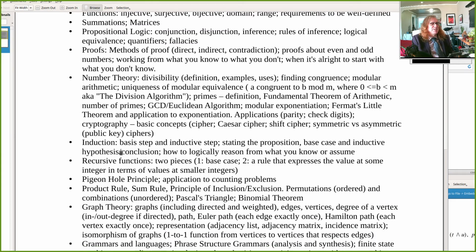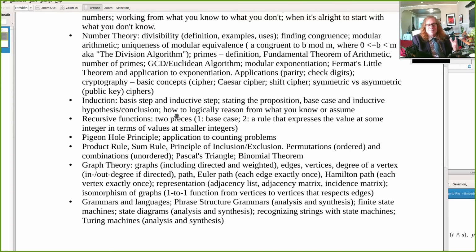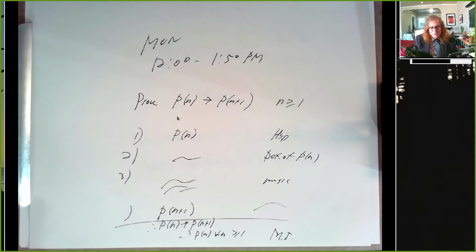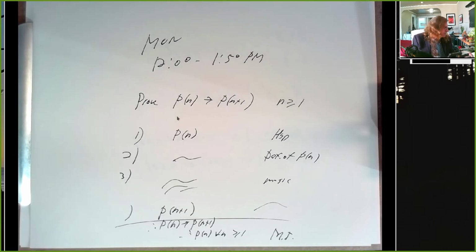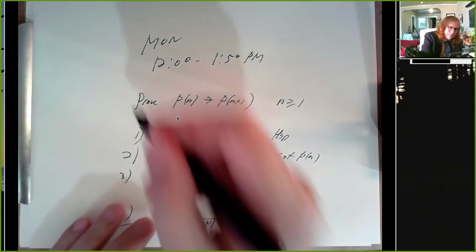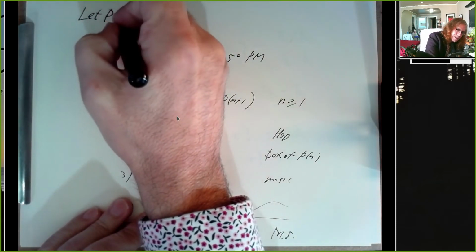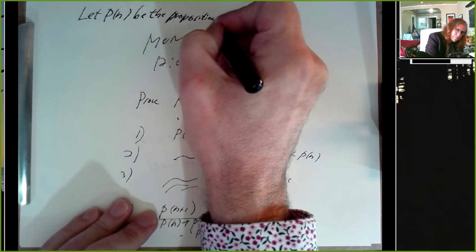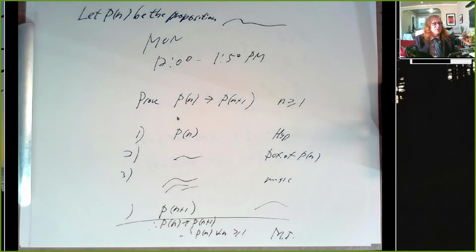All right, on to induction. Induction is your friend. So, we touched on this a little bit in the beginning of class, this idea that to do an inductive proof, you're basically trying to prove some proposition is true for some set of values. So start off with, let P of n be the proposition. And then state what the proposition is.